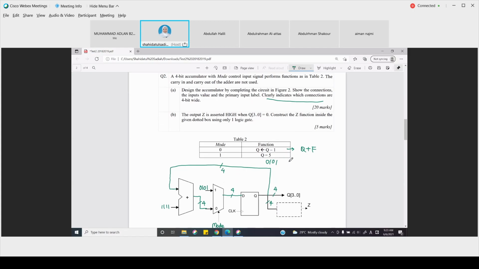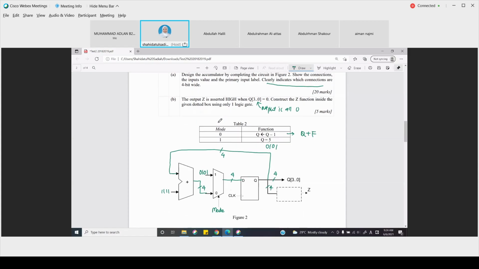All right, and then the output Z, so here we have Z, is asserted high, means Z equal to 1, when Q3 to 0 is 0, means when the output is all 0. Okay. Construct the function inside the given dotted box using only one logic gate.